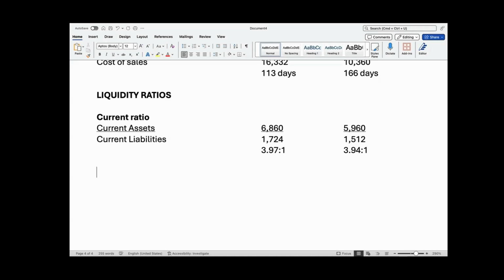What's the next liquidity ratio? Acid test, or quick ratio. And how do you compute it? Current assets minus your inventory, divided by current liabilities.